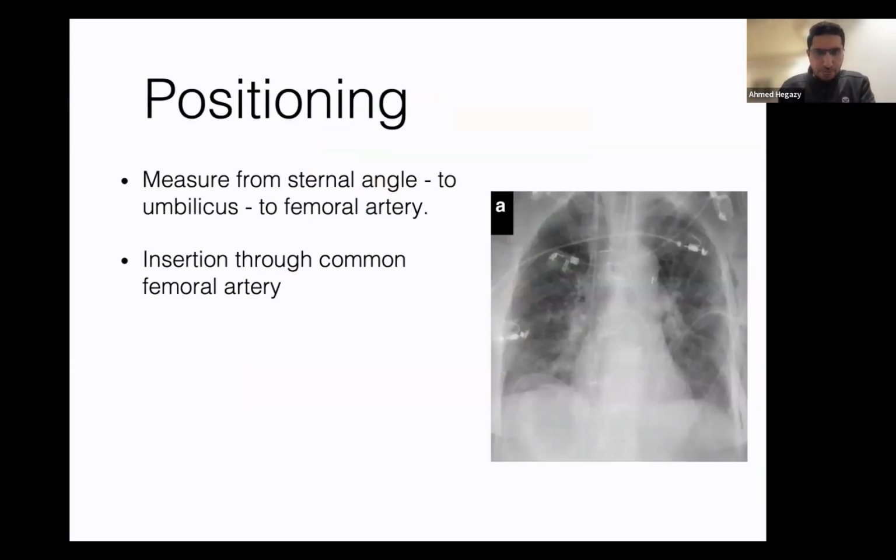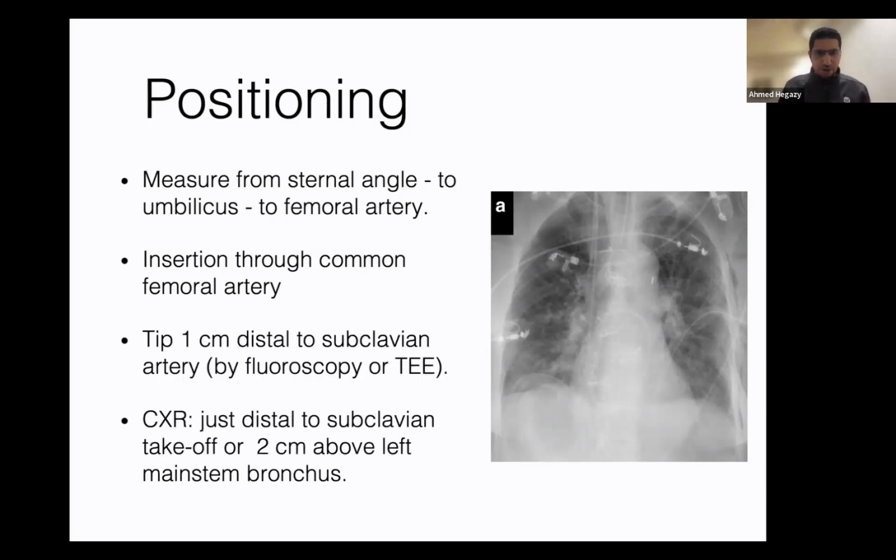How do you confirm position? So initially, before putting a balloon pump in, we measure the distance from the common femoral artery up to the umbilicus, and then from the umbilicus up to the sternal angle. And that gives us a rough idea how deep our balloon pump needs to go, just by surface landmarks before we put the balloon pump in. We try to puncture the common femoral artery. Don't go lower down. If you go lower down, then you're at risk of complications, including ischemia. So try to puncture at the level of the common femoral artery. And then, once you're done, confirm that the balloon pump tip is in the right spot by getting an X-ray or by TEE.